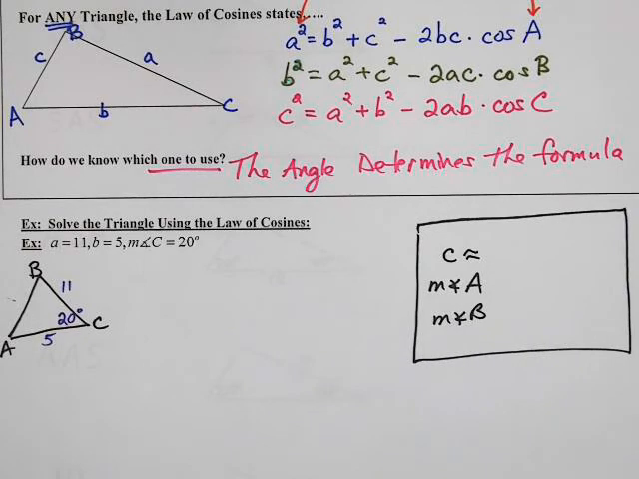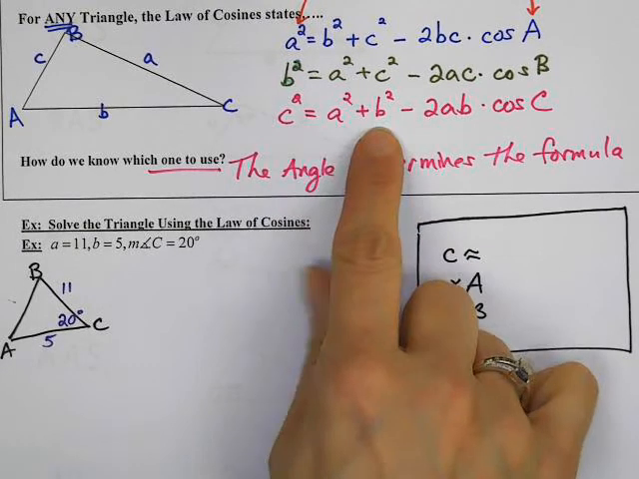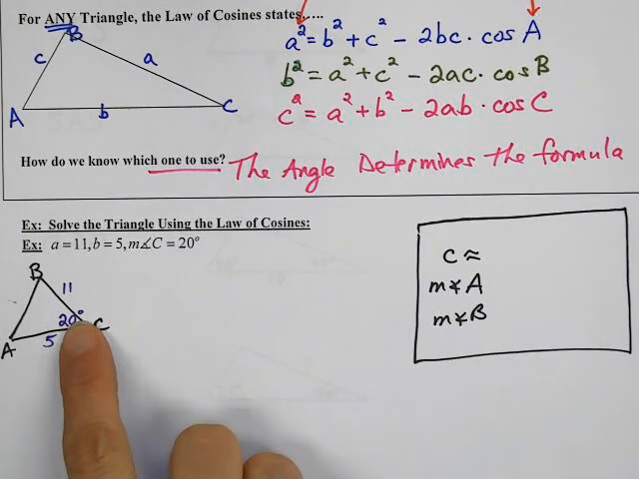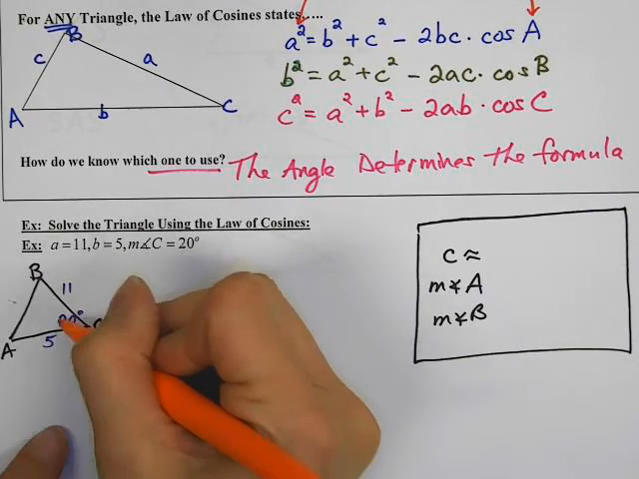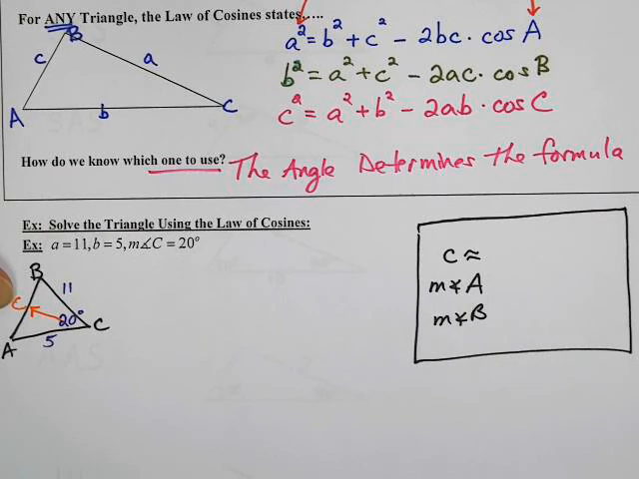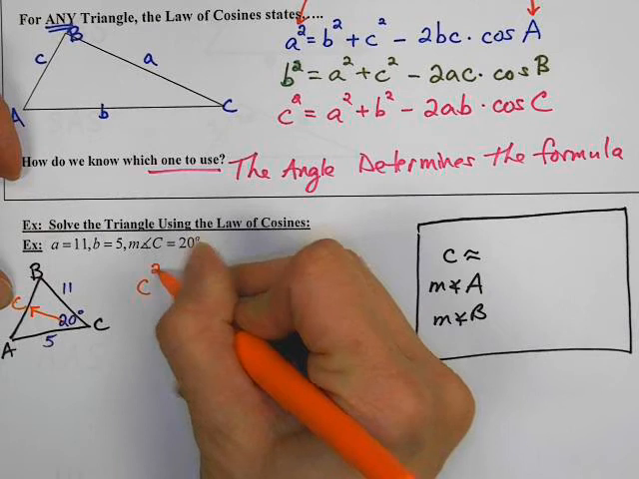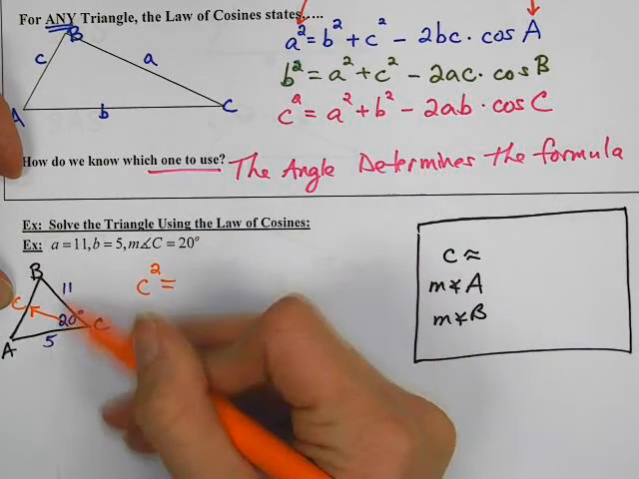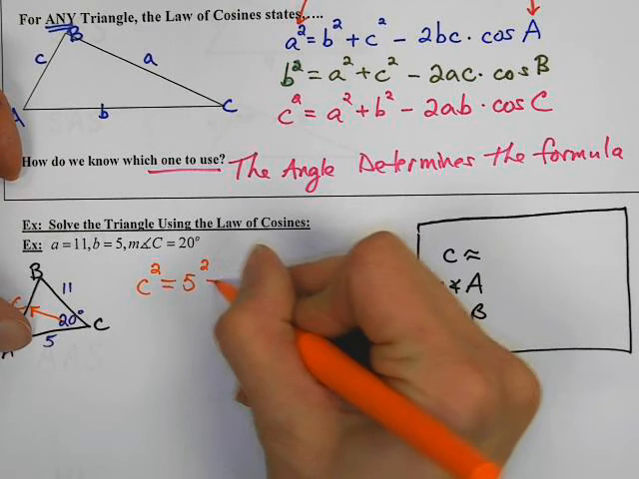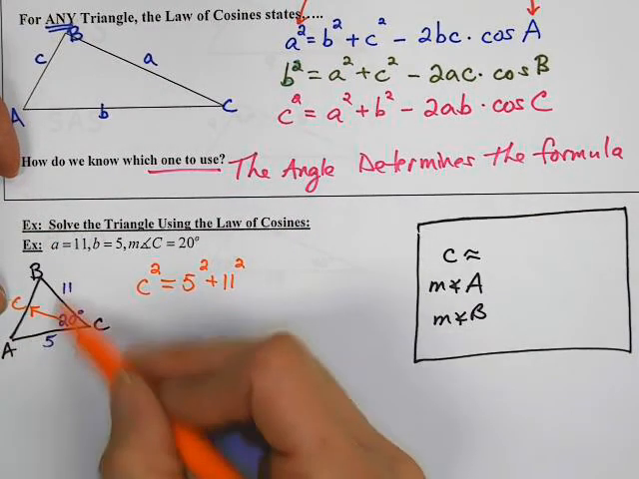Well, the law of cosines needs to have all 3 sides. And we have angle 20. So I know that we're going to have to start off by using side C. The only angle that we know is 20 degrees. So you go across from that angle, and that tells you how you're going to start. We're going to start with c squared equals. Then we're going to use the other 2 sides: 5 squared plus 11 squared. Don't worry about the letters so much. It's how to set up the problem.